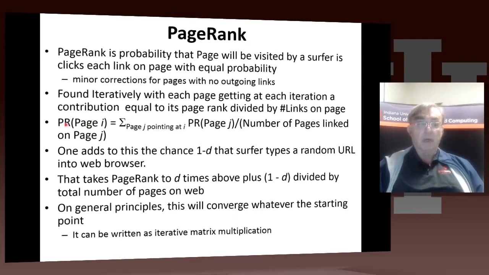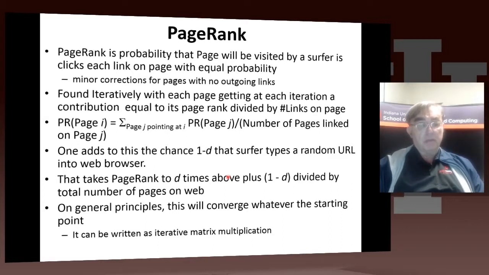Here we actually write it out a bit mathematically. The page rank of page I, if D is 1, we only consider links, the case when we can link to a page. Page rank of page I is the sum over pages J pointing to I of the page rank of J over the number of pages linked to page J. Then we would take D times this and 1 minus D times the chance that you type in a random URL.